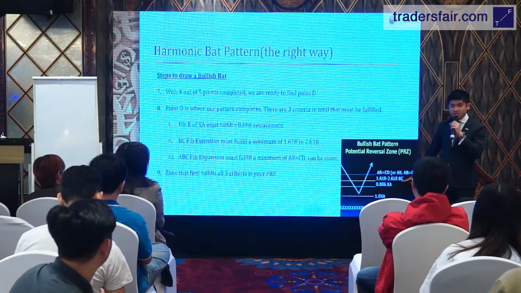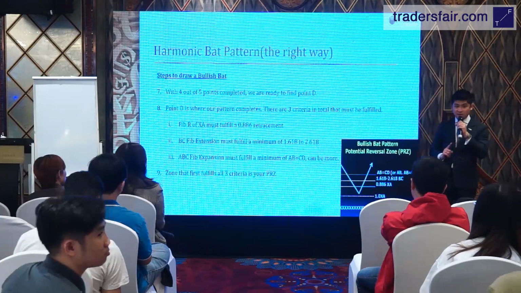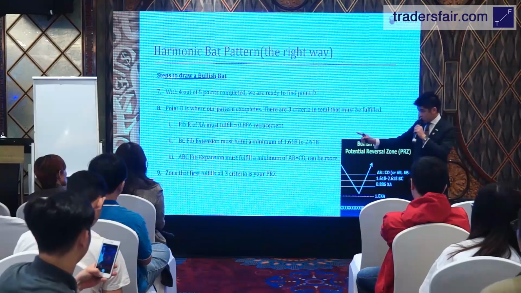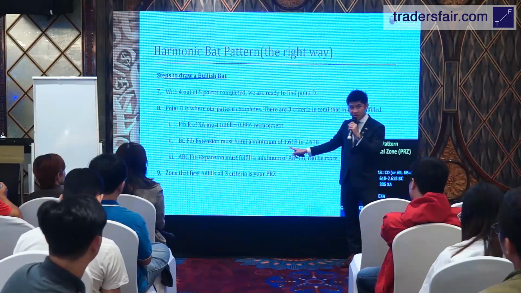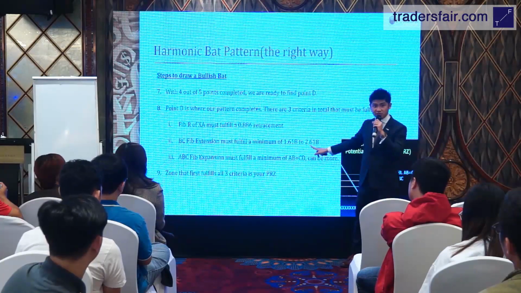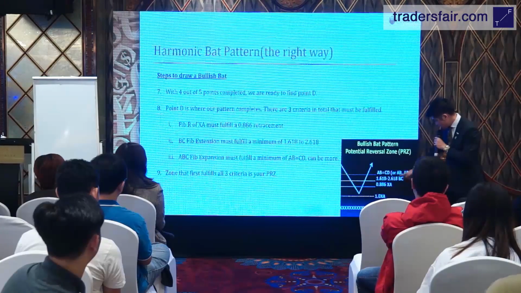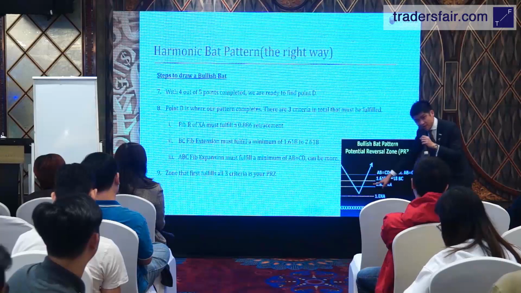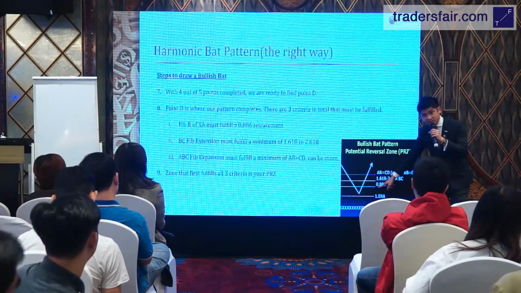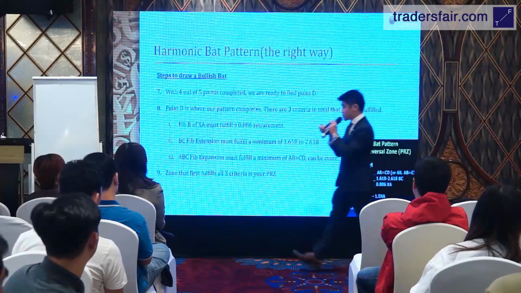BC extension is between 1.618 to 2.618. Now, this is the tricky part. A lot of people draw BC wrong. 1.618 to 2.618 means the minimum is 1.618 and the maximum is 2.618. Meaning to say, 2.618 cannot be before 0.886, it is invalid. It has to be between 1.618 and 2.618.